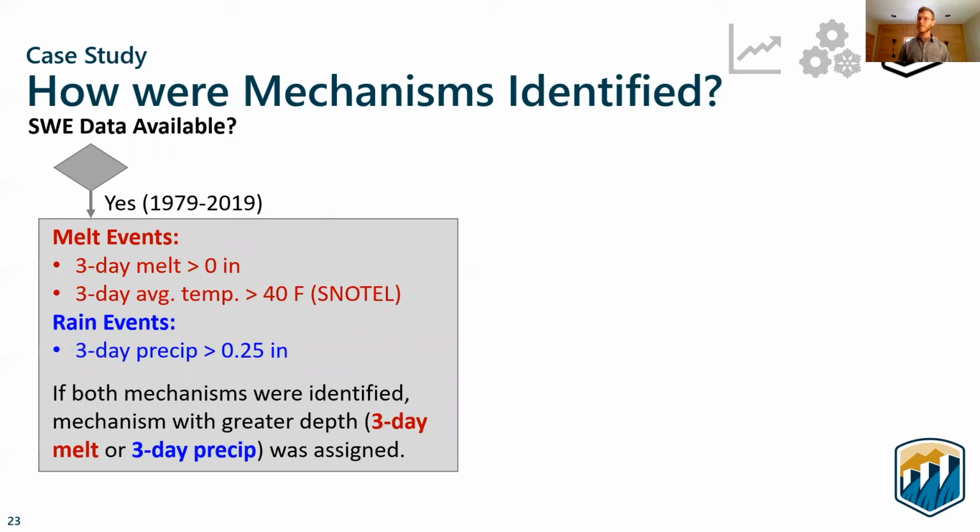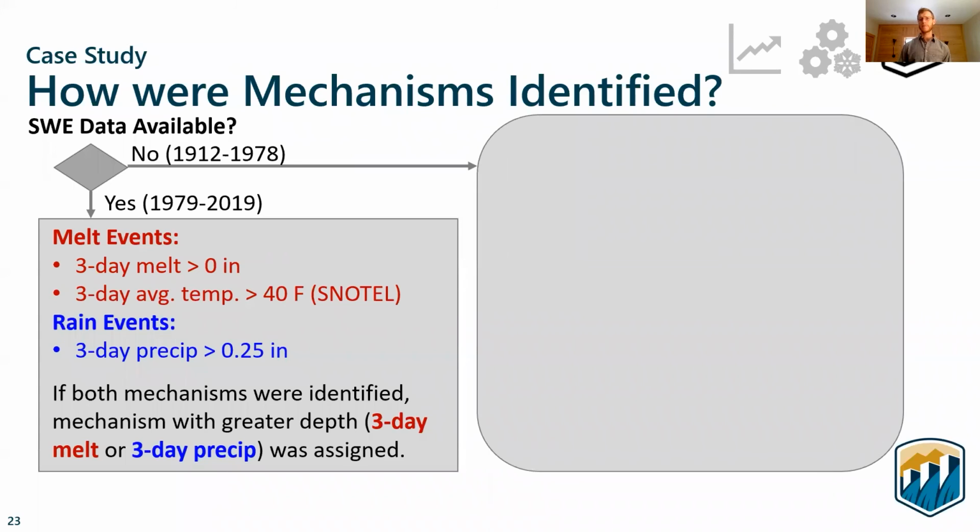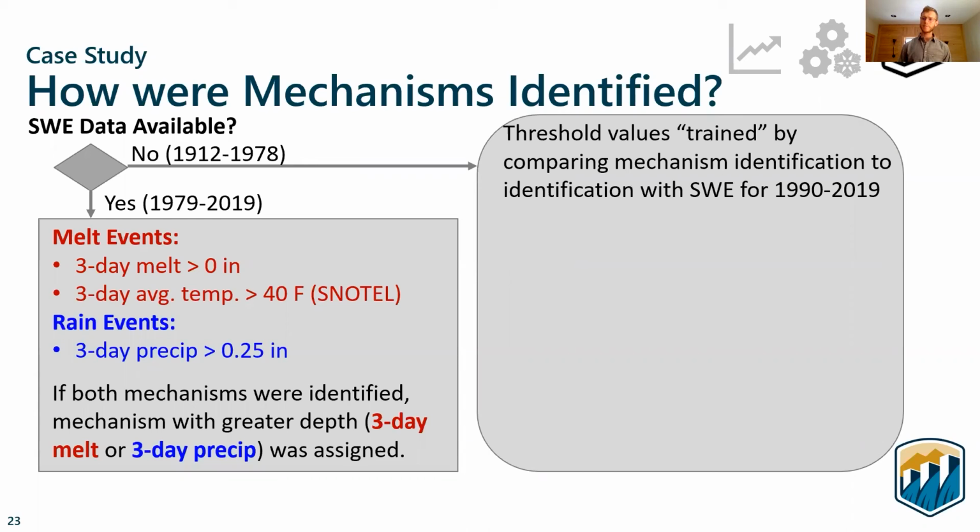And in cases where both mechanisms are present, whichever mechanism had a greater depth wins. If you had 2 inches of melt but only 1 inch of rain, then it was a melt event. And if the snow data wasn't available, then instead I had to make the assumption just based on temperature and precip. And so for this study, I actually used the period when I had snowmelt information available to train the model so that I could then project back in time to periods where we didn't have snow data.